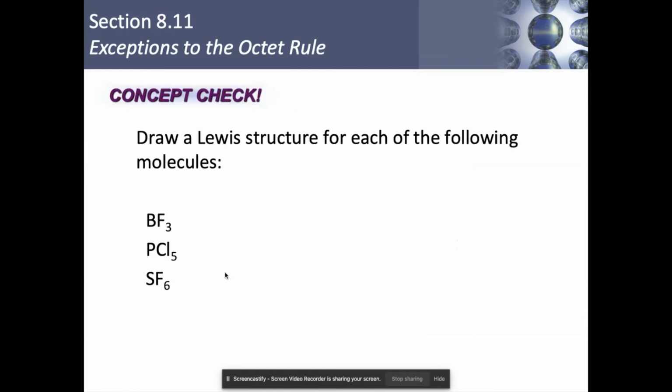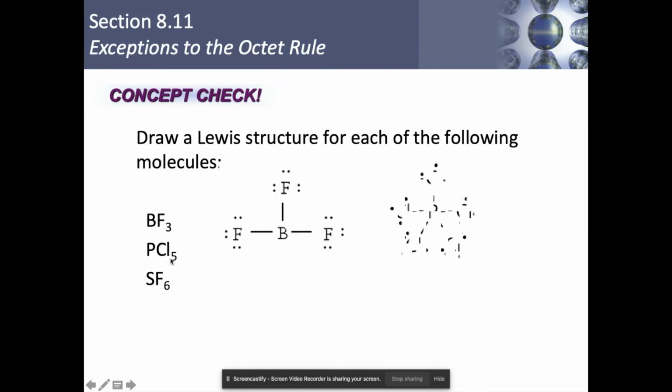So let's try to draw the following molecules utilizing what we just learned about exceptions to the octet rule. So I have like BF3. So I'll just show you, this is what that would look like. Again, we've got boron having only 6 electrons, whereas the fluorines still have to have an octet. PCl5, same exact thing as before also. This phosphorus has 10 electrons around itself, but notice that the chlorines still follow the octet rule here.